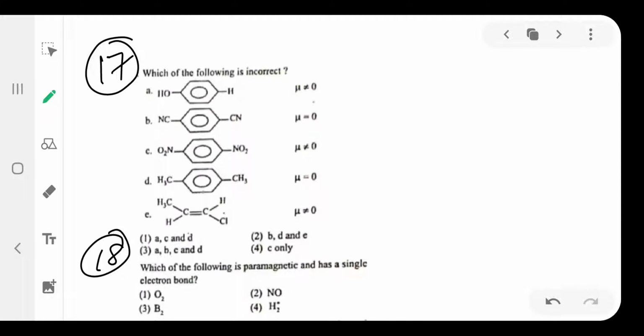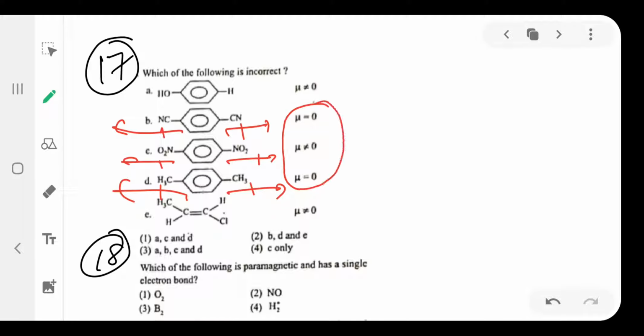Next, question number 17. Which of the following is incorrect? You see here CN symmetrical, NO2 symmetrical, CH3 is also symmetrical. Due to the symmetrical character, these three compounds have dipole moment 0, mu equal to 0.